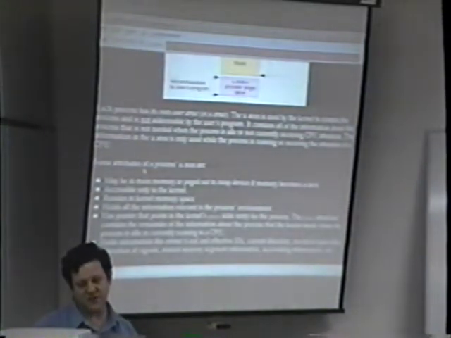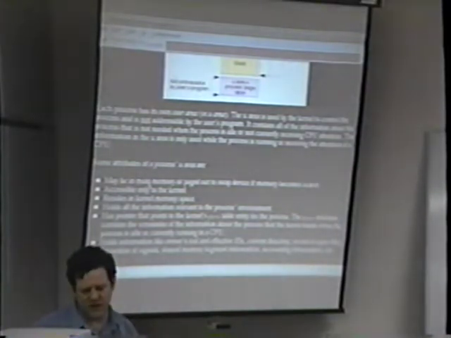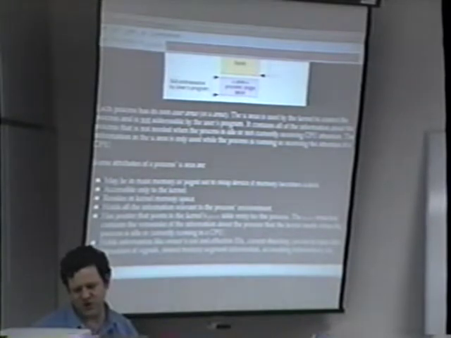So let's see, some of the attributes is maybe in main memory or paged out to swap if memory becomes scarce. I'm not sure if it's swapped out anymore. It's all part of the kernel heap now. I'm not sure that that's valid with the latest release. You might put a question mark about that.